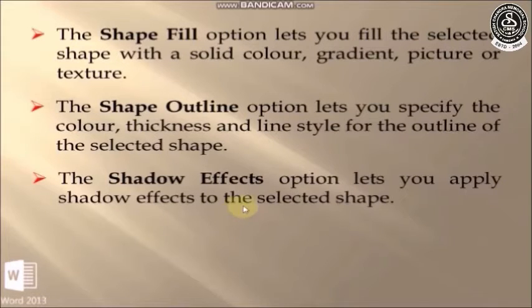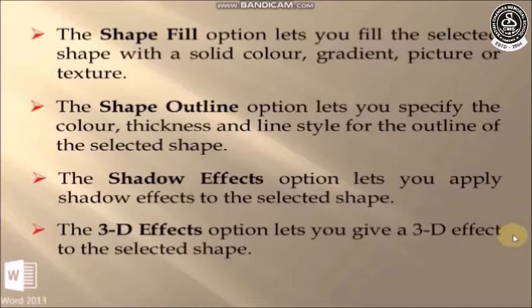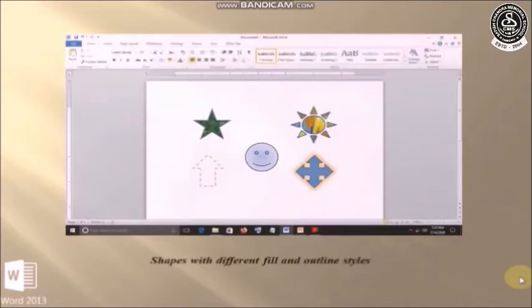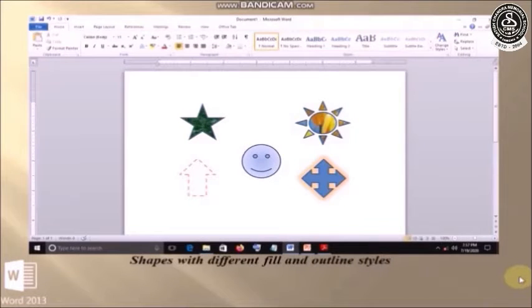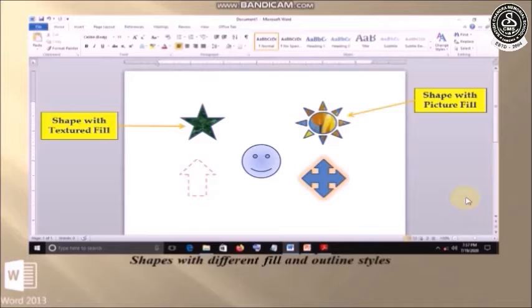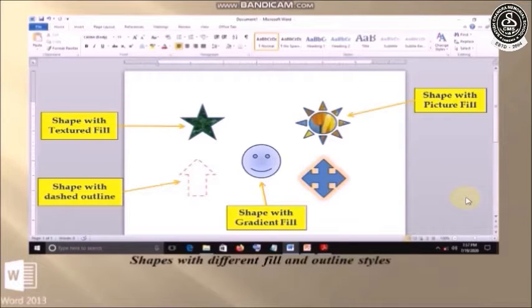The Shadow Effects option lets you apply shadow effects to the selected shape. The 3D Effects option lets you give a 3D effect to the selected shape. See with this screenshot: shape with textured fill, shape with picture fill inside, shape with dashed outline, shape with gradient fill and shape with glow effect.